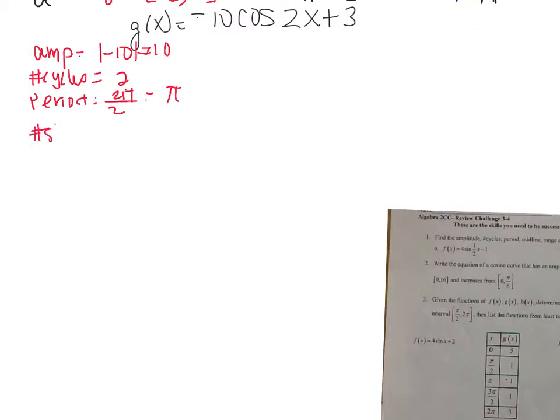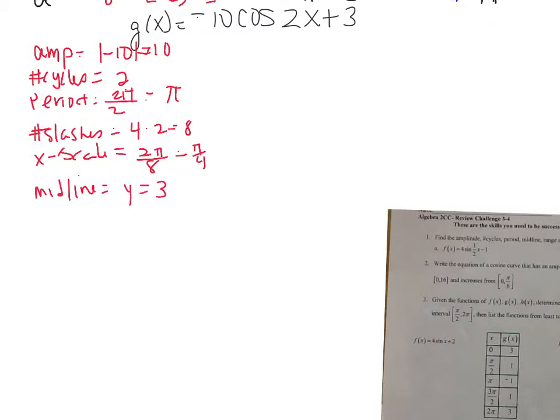The number of slashes is 4 times 2, which is 8. We need our x scale, which is 2 pi over 8, which is pi over 4. The midline, y equals 3, and your range. Okay, from 3, we're going up 10 and down 10. So down 10 would put us at -7, and up 10, sorry, would put us at 13 from 3.